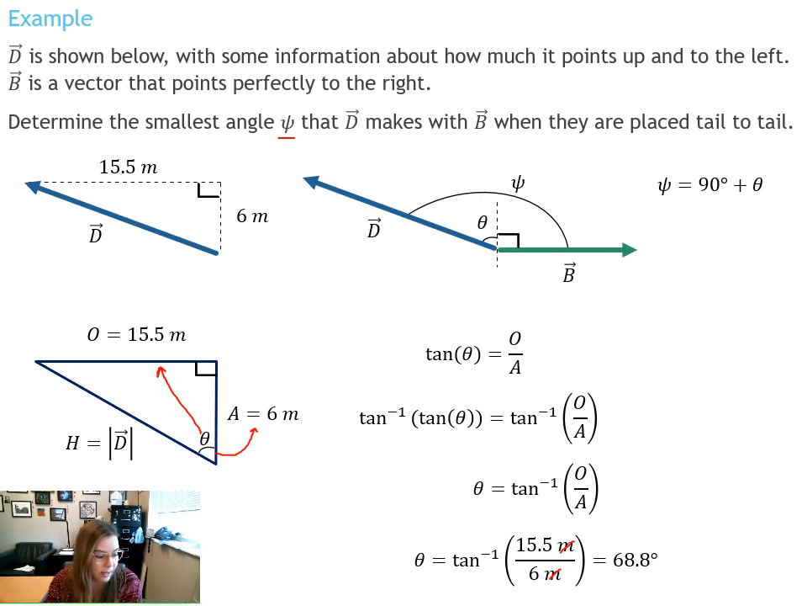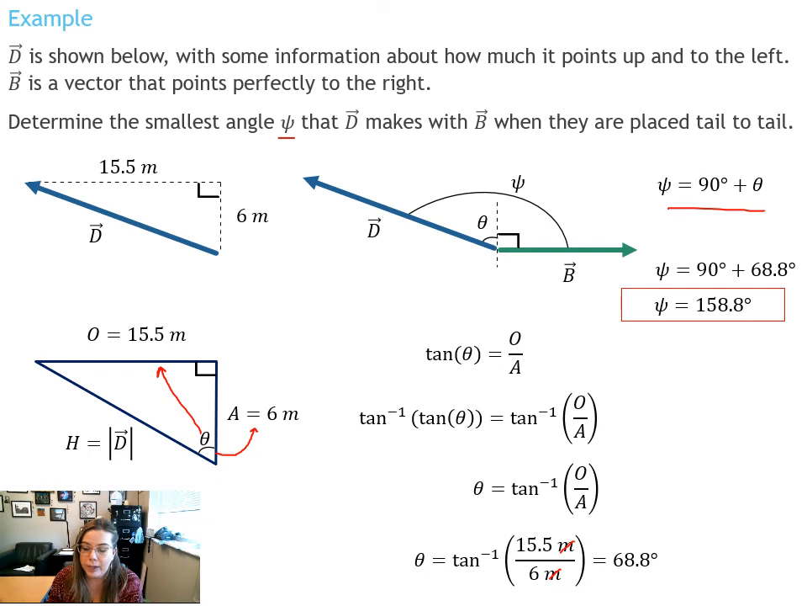So based on all that, I get my measurement there for theta. And make sure your calculator is in degree mode. Then when you do inverse trig functions, the answer will be in units of degrees. And so I got 68.8 degrees. Now I just go back up to my definition up here for psi. And so psi is going to be 90 degrees plus that 68.8 degrees. So my final answer is 158.8 degrees.